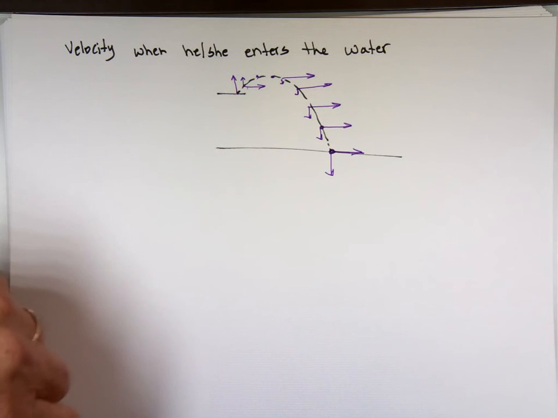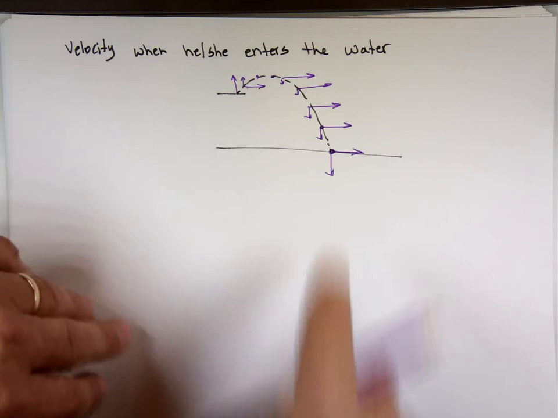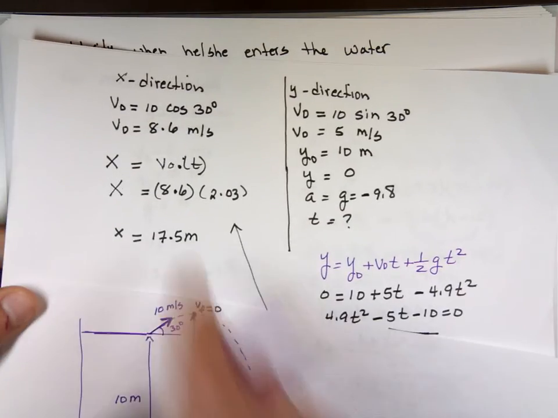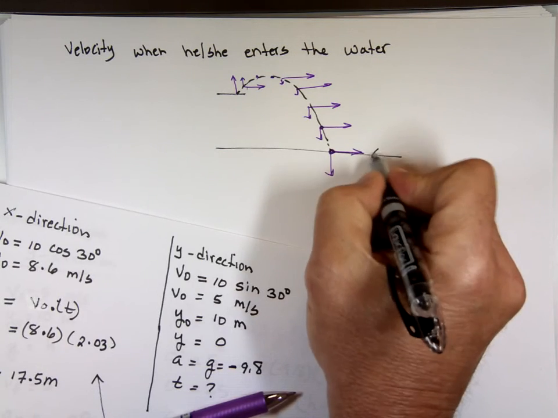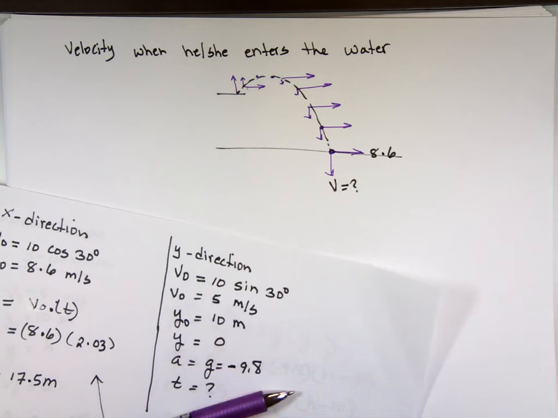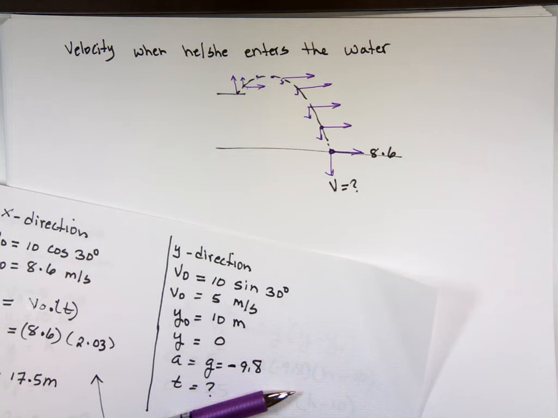So the velocity in the y direction is positive, but starts to shrink till you hit the maximum height. Now it's 0. Now it reverses and starts to go negative, small, then bigger. So I need to know that velocity in the y direction. We calculated the x direction earlier. We said the velocity in the x direction was 8.6. That never changed. So if I know the final velocity in the y direction, I have the x and the y component, and I can tell you the final velocity of the diver when he or she enters the water.